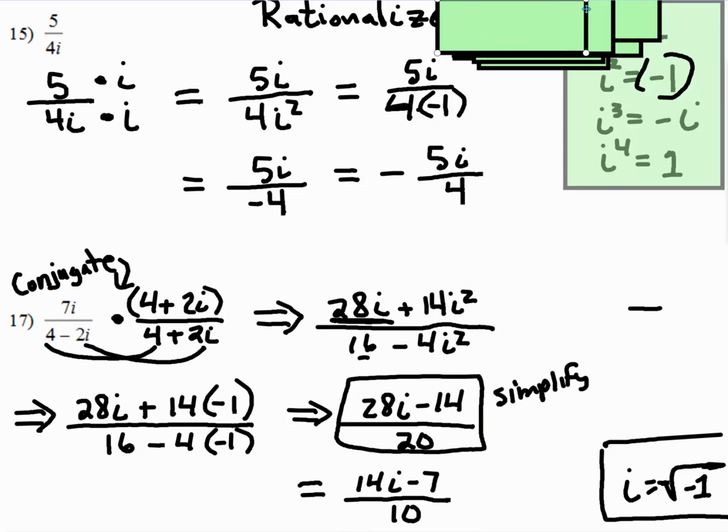So when we divide each of those terms by 2, 28i divided by 2 is 14i. And there's a subtract sign. 14 divided by 2 is 7. 20 divided by 2 is 10. And this is the final answer on that. All right, that's it.